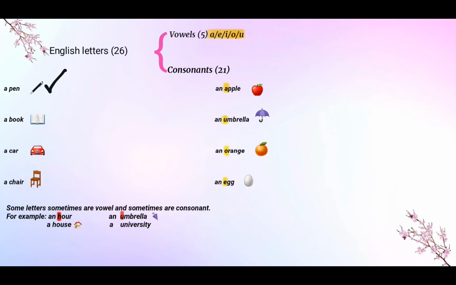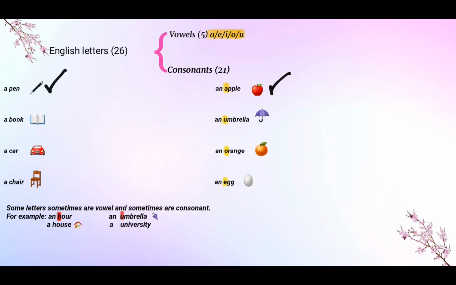But the other ones, like an apple, an umbrella, an orange, an egg. Apple, umbrella, orange, and egg all start with vowels, so we use an before those words.